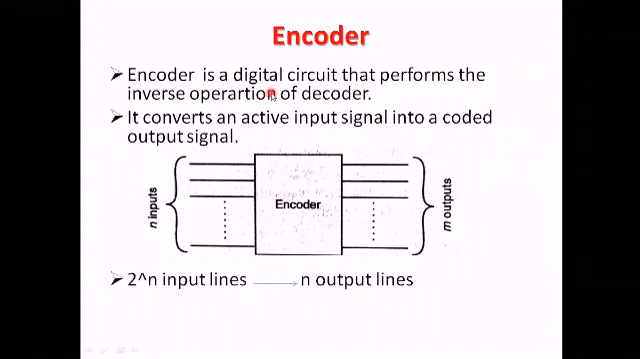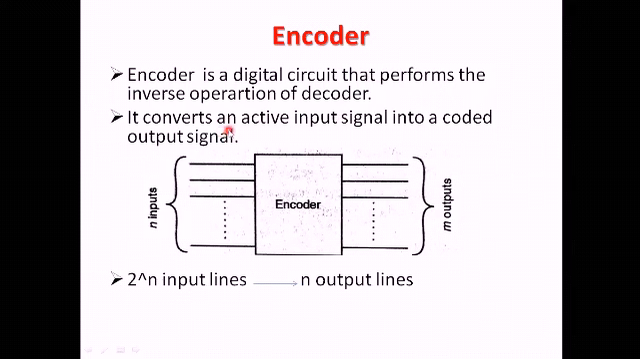An encoder is a digital circuit that performs the inverse operation of a decoder. Hence, the opposite of the decoding process is known as the encoding process. An encoder is a combinational logic circuit that converts an active input signal to a coded output signal.